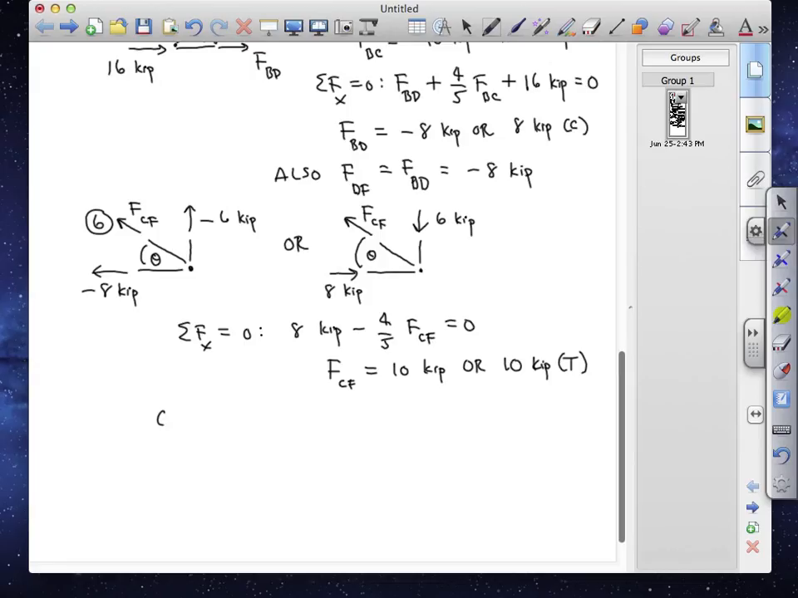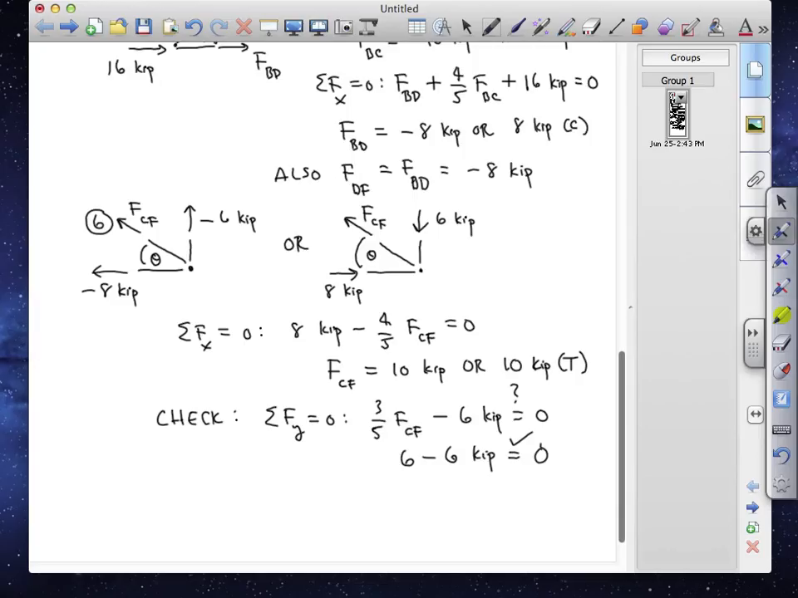Now, as a check, I haven't used vertical equilibrium, but if I've done everything consistently, this should be identically satisfied. So let's write sum of the forces in y equals 0. We have FCF sine theta, which is 3/5 FCF, minus 6 kip should be 0. And what we'll do is just put a question mark above the equal sign. It should be automatically satisfied. So if we put 10 kip in for FCF, 3/5 of 10 is 6, so we end up with 6 minus 6 kip, and that in fact is 0.